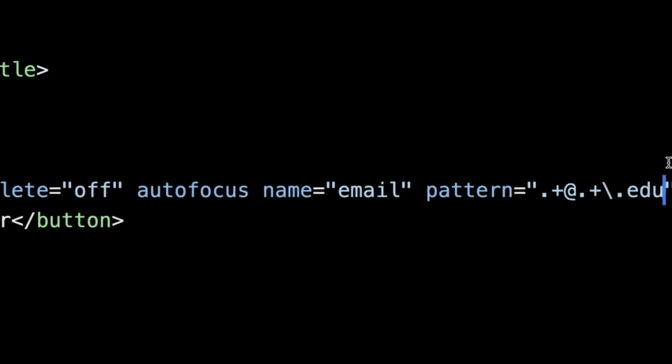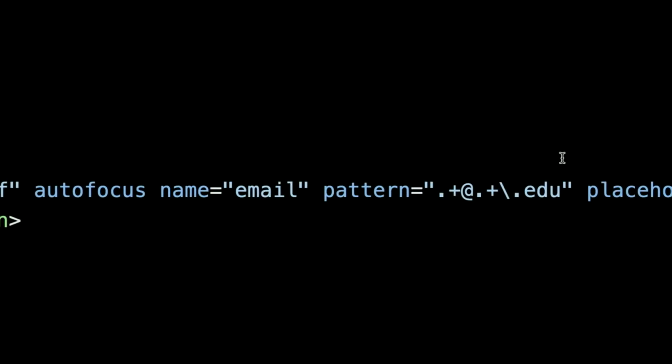And it would seem that, in this case, a dot represents any character. Plus means 1 or more. So 1 or more characters to the left of an @ sign. Then literally the @ sign. Then another dot plus means 1 or more characters to the right of the @ sign. But the whole thing has to end in .edu. But there's this additional backslash before the last dot.